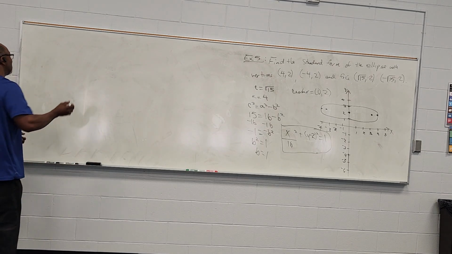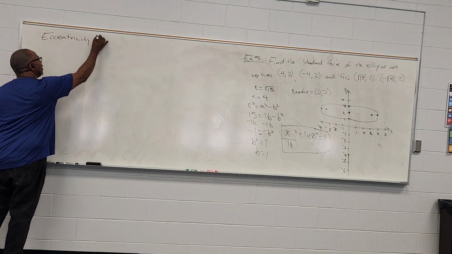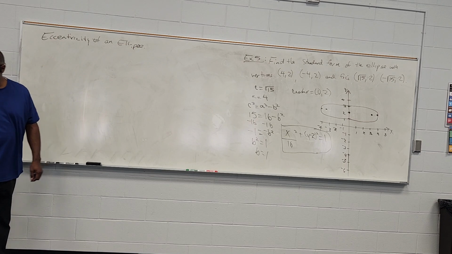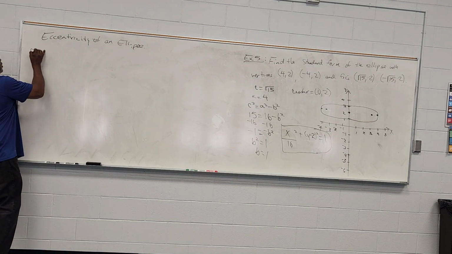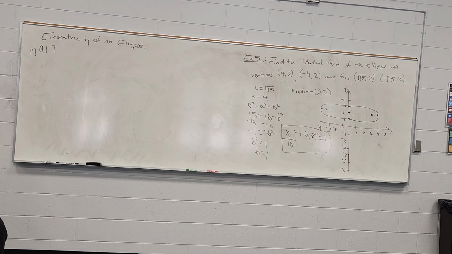Next thing we're going to talk about is eccentricity of an ellipse. And this is on page 917. Okay? And I'm not going to write it all out because really it's based on those same things we've been talking about. So we're talking about ellipses centered at some center (h, k), right? And the eccentricity of an ellipse is the degree of elongation of the ellipse.